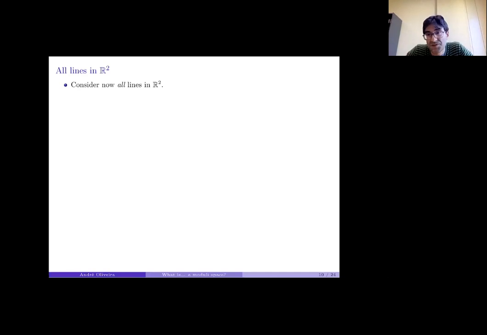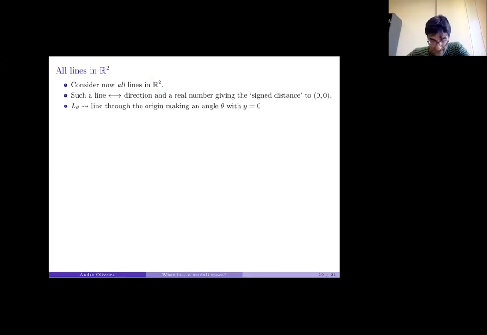And now suppose we want to consider all lines. All lines. So any two different lines, there's no equivalence relation. All lines are different. So how do I parameterize all lines in the plane R2? To specify a line, I need a direction, and then I need a real number, which is going to give me a signed distance to the origin.